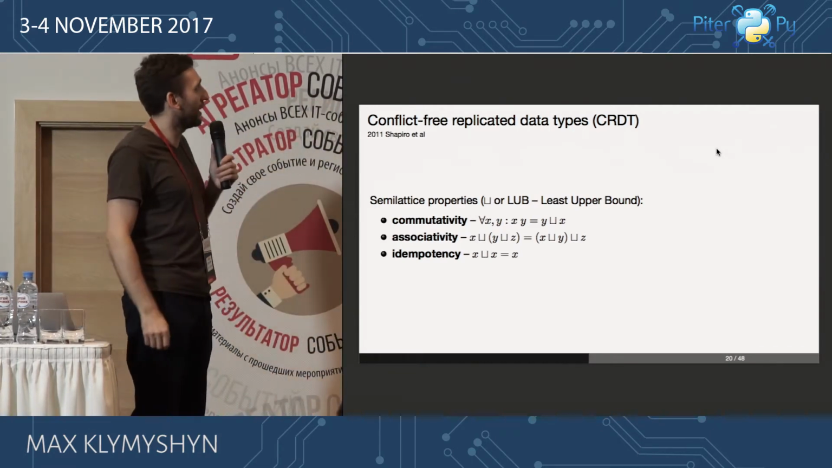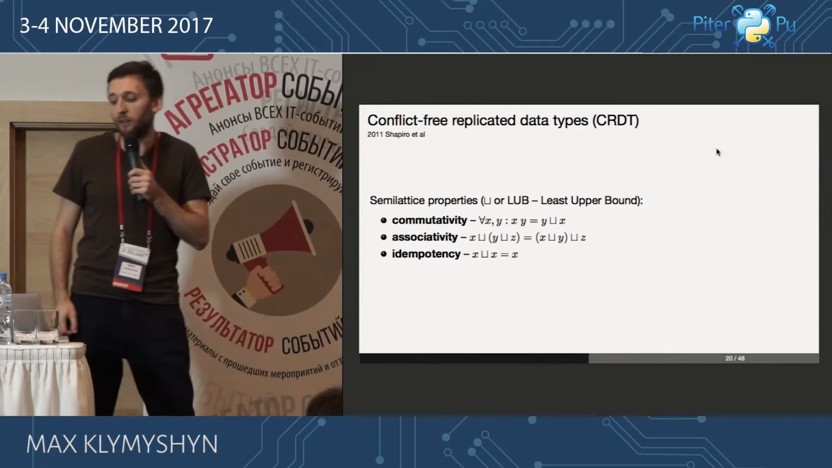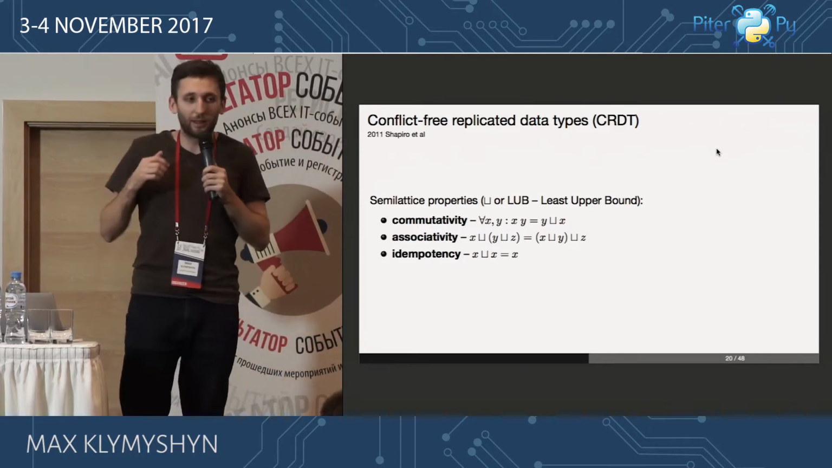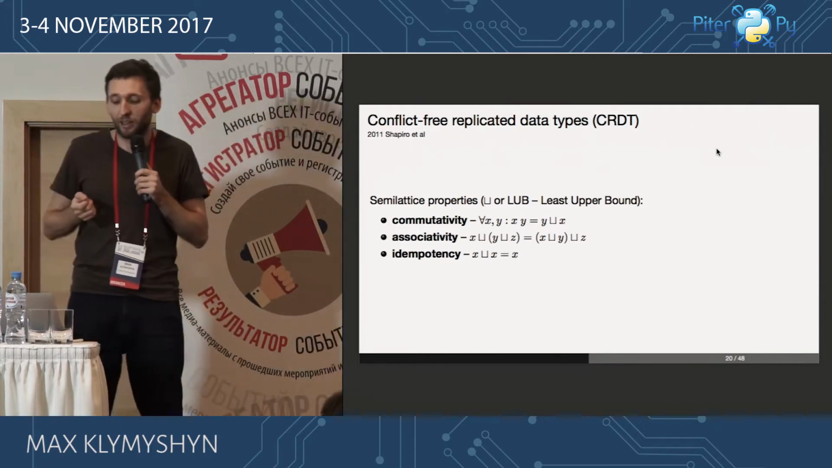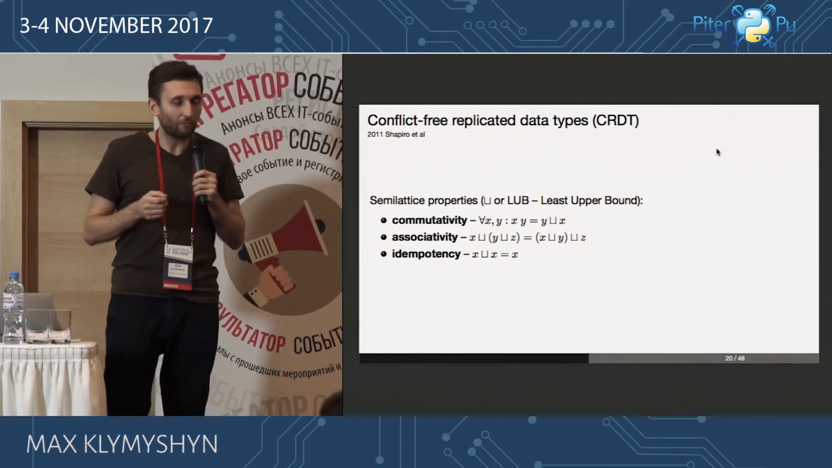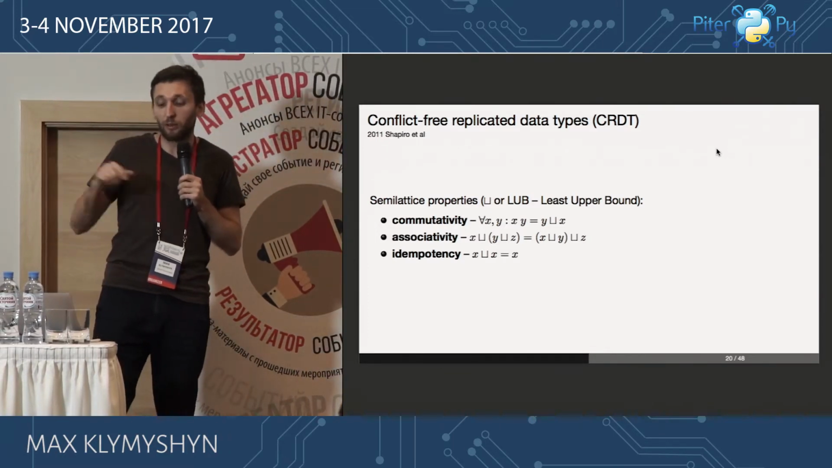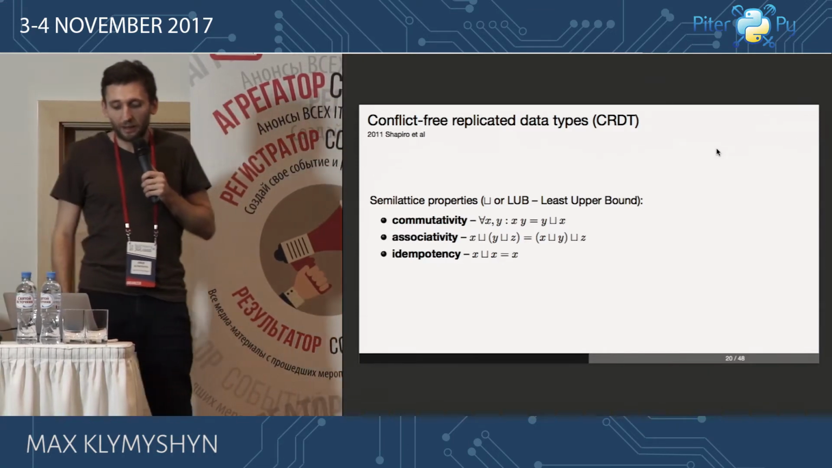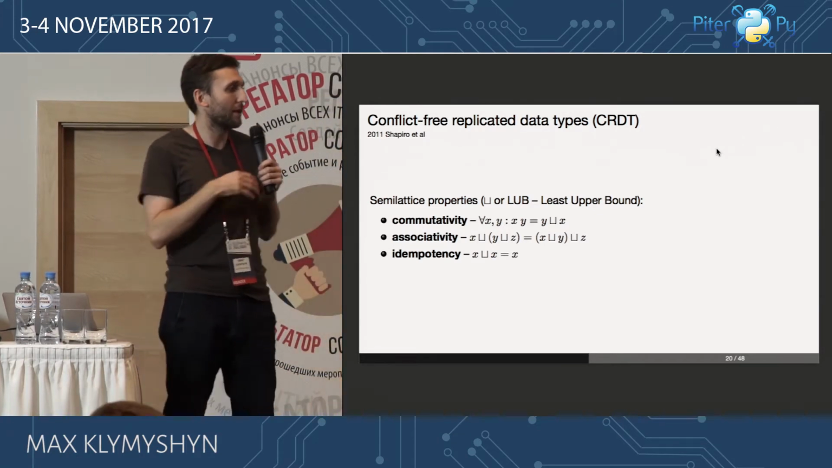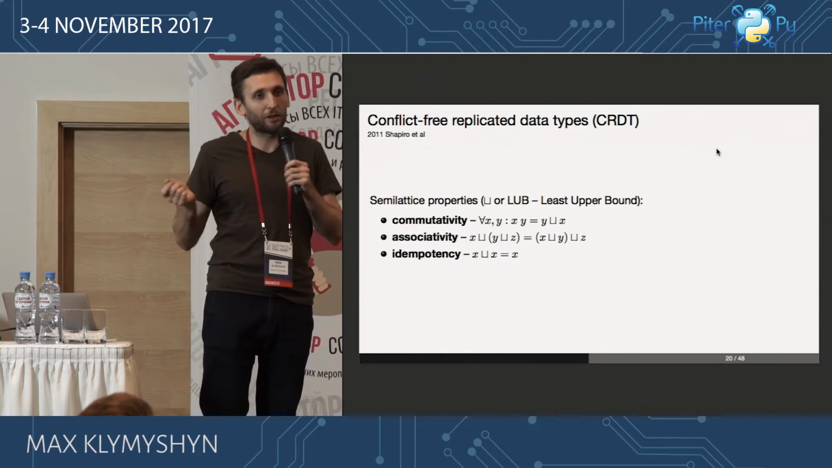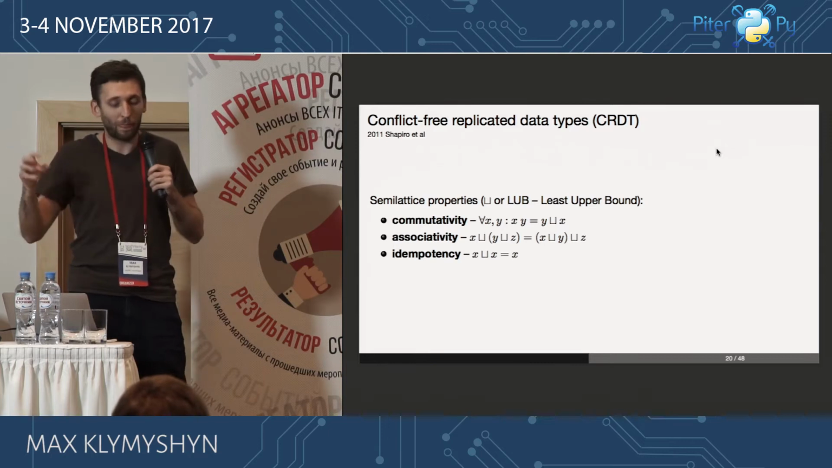So in 2011, a guy called Marc Shapiro and others at the INRIA institute in France employed the semi-lattice algebraic structure to solve the problems of the distributed setting and to support causal order of operations. So in order to cope with network errors and support partial order of operations, we should support three properties of our messages.